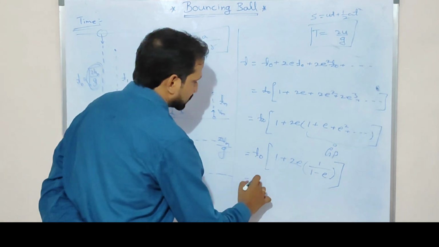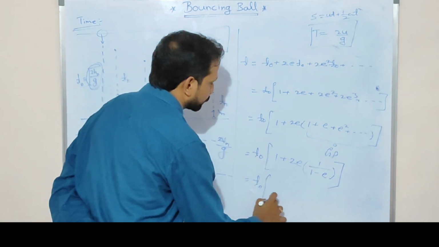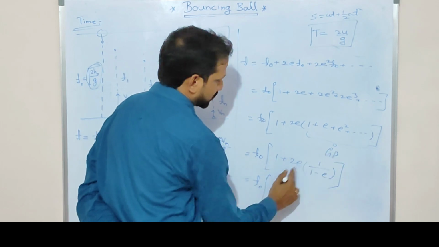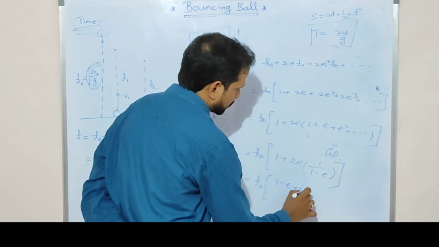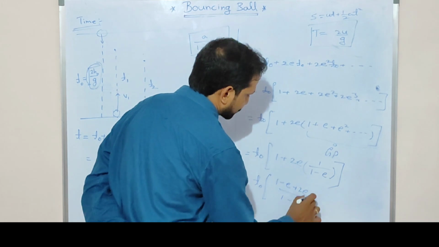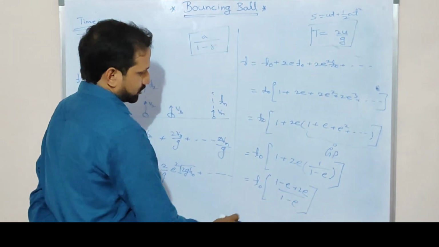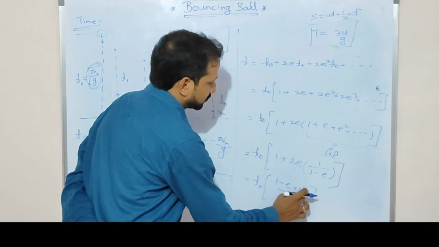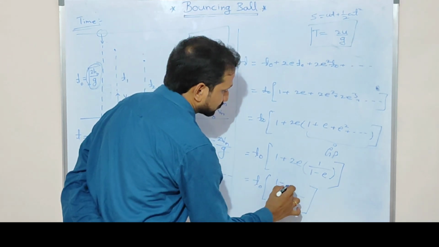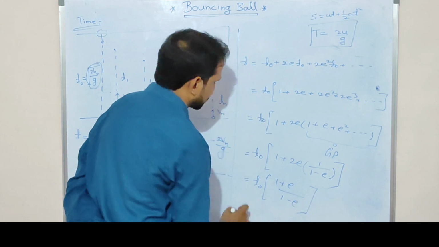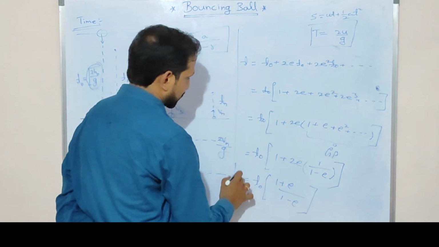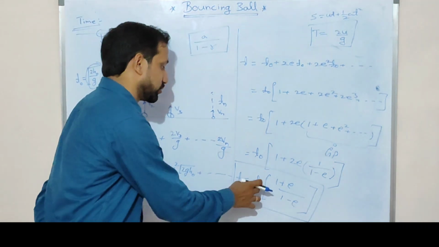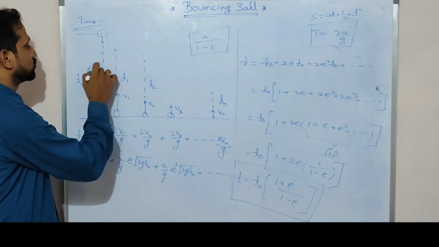So this will be t naught into, if you take LCM, 1 minus e plus 2e divided by 1 minus e. Overall I can rearrange it as t naught into 1 plus e by 1 minus e. This is the total time taken when it comes to rest. Here what is t naught? It is under root of 2 h naught by g.